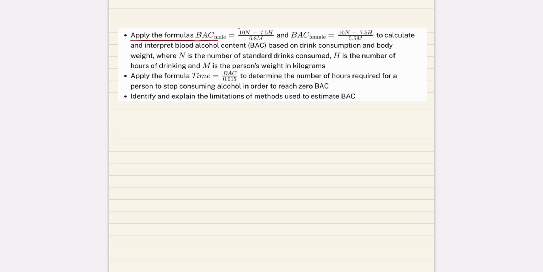for blood alcohol content for males and for females. So they're both given there. And then using those formulas, to calculate and interpret what it means, and the blood alcohol content, based on drink consumption and body weight, where N is the number of standard drinks, H is the number of hours, and M is the person's weight in kilograms.